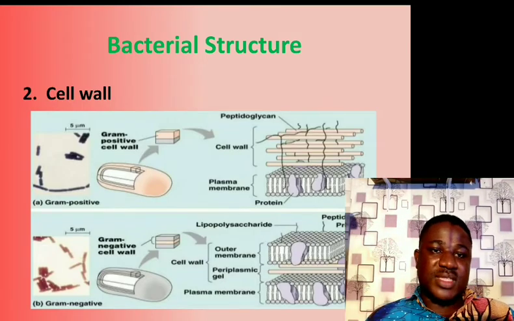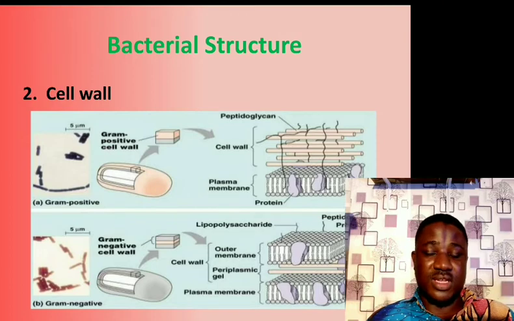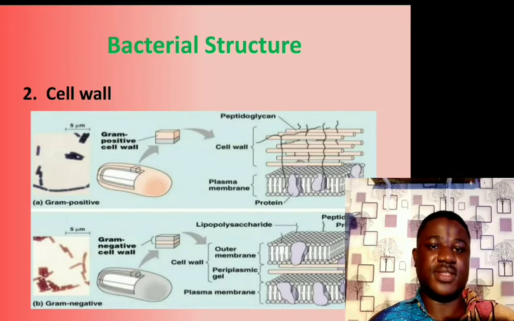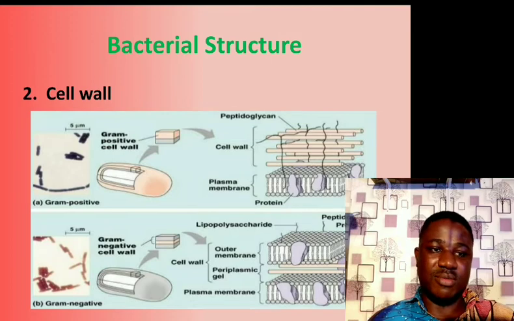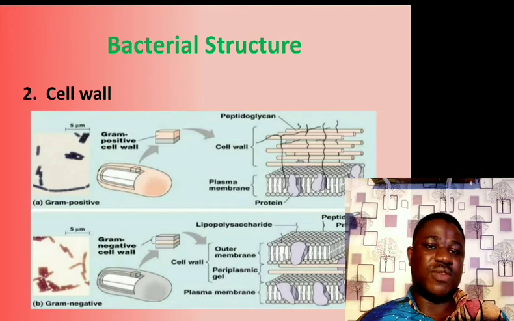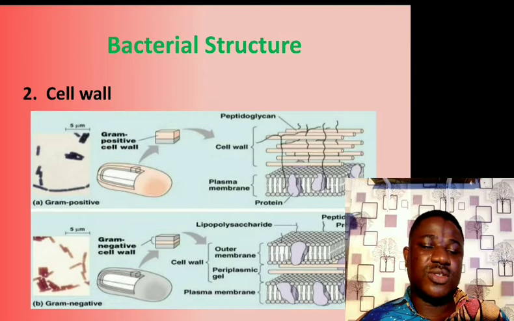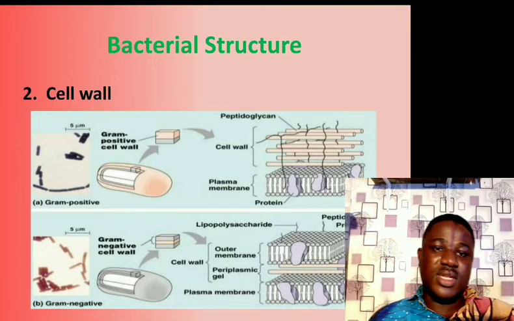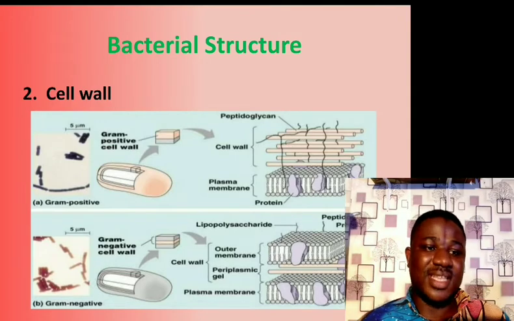The cell walls of bacteria are made up of peptidoglycan. The thickness of the cell wall and the layers that the cell wall has are very important in giving the bacteria its characteristic properties, most especially whether it will be virulent or not virulent. Another important thing is that the cell walls of bacteria determine whether they will be gram-positive or gram-negative. I'll postpone the issues of gram-positive and gram-negative bacteria to subsequent lessons, and we'll look at that extensively.